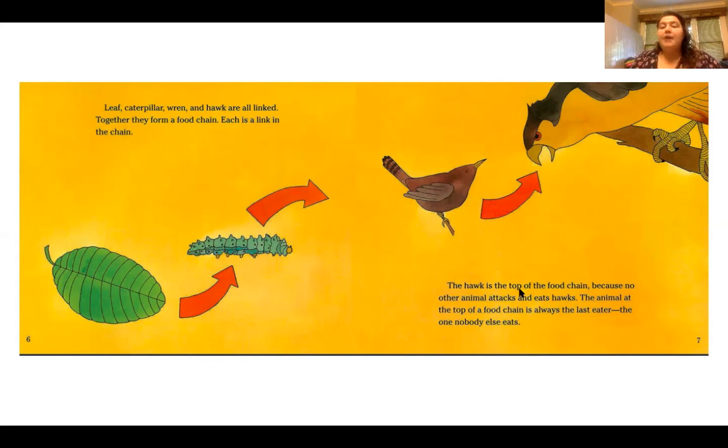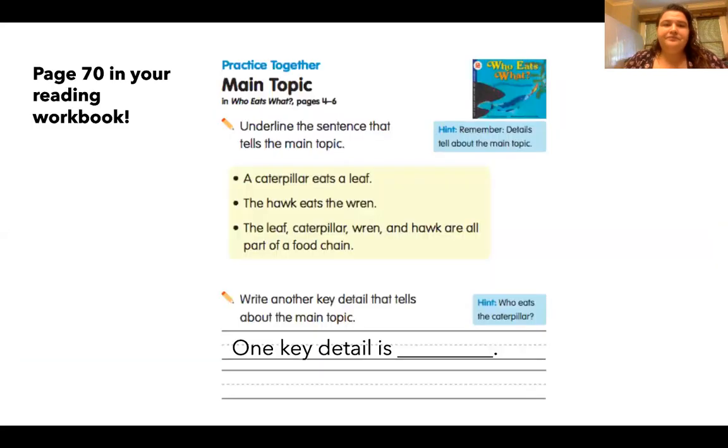The hawk is the top of the food chain because nothing is eating the hawk, because no other animal attacks and eats hawks. The animal at the top of a food chain is always the last eater, the one nobody eats. So like we would be the top of the food chain because animals don't eat people. Nothing really eats people. So people would also be the top of the food chain.